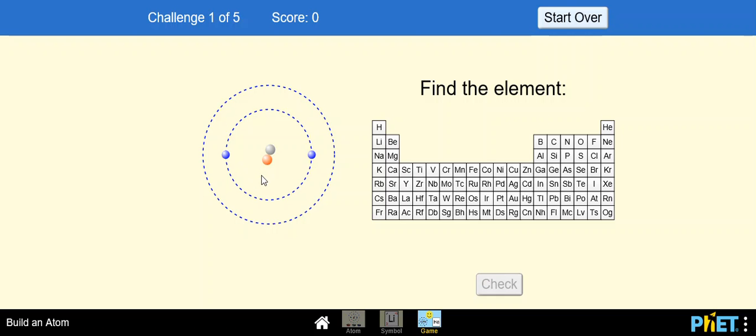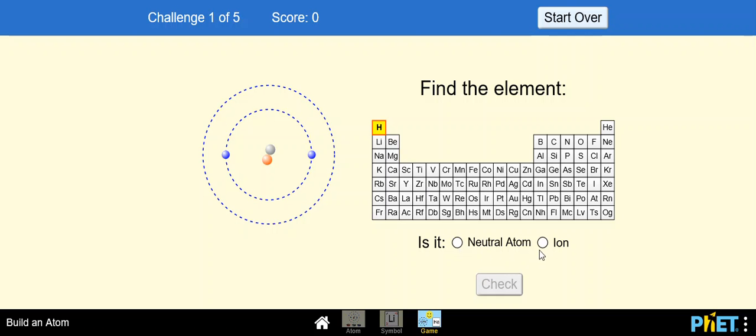Please remember that to find the number of protons, you look inside the nucleus, and we have 1. That's going to correspond to the atomic number for any element. So 1 proton is going to correspond to hydrogen, which has the atomic number of 1. So the element would be hydrogen. So you click on hydrogen.